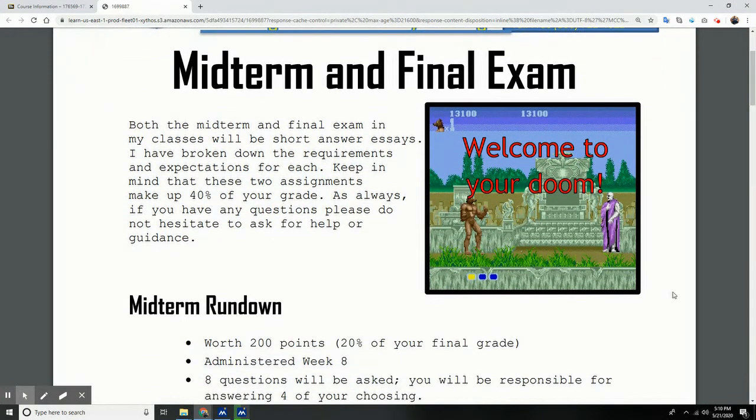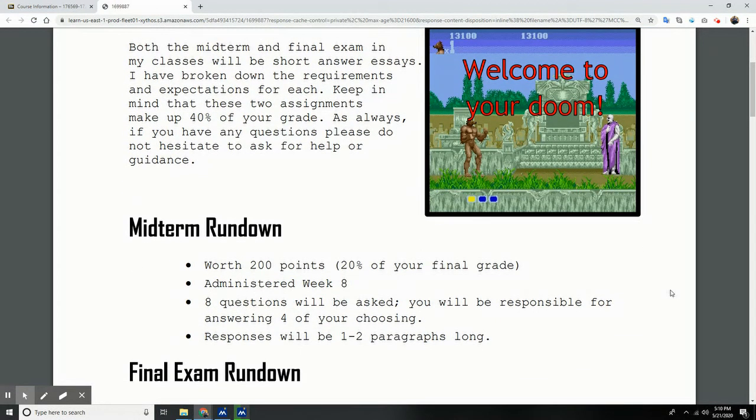So both the midterm and the final exam are going to be short answer essays. And by short answer, I mean it's going to be a couple paragraphs versus quite a few paragraphs. And I'll get to that in just a second. Both of them together equal about 40% of your grade. So obviously, y'all are going to want to take those seriously. Make sure that you get a good grade in this class.